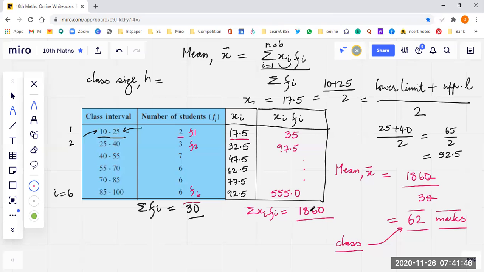But then, we go for the assumed mean method and the step deviation method, the other two methods, in the coming two videos. Why do we go for those methods? When we do the step deviation method and the assumed mean method, it will be clear to you what the advantage is, and whether they are more accurate or what.